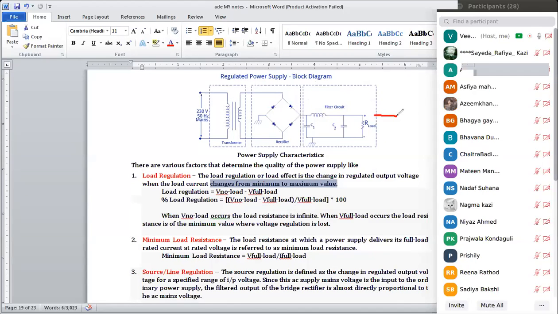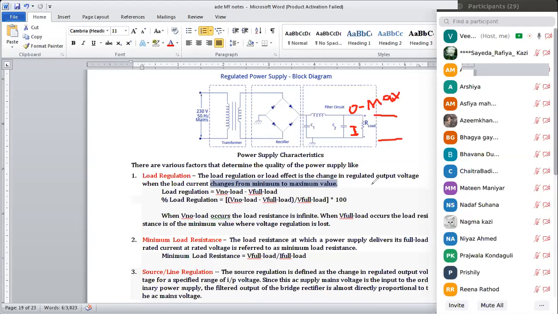It means when at the output side the current is flowing, right? I will get the current at the output side. So this is changing from 0 to maximum. Then whatever changes I am getting in the load voltage, that is called load regulation. At what range of current, that is changing from 0 to maximum.